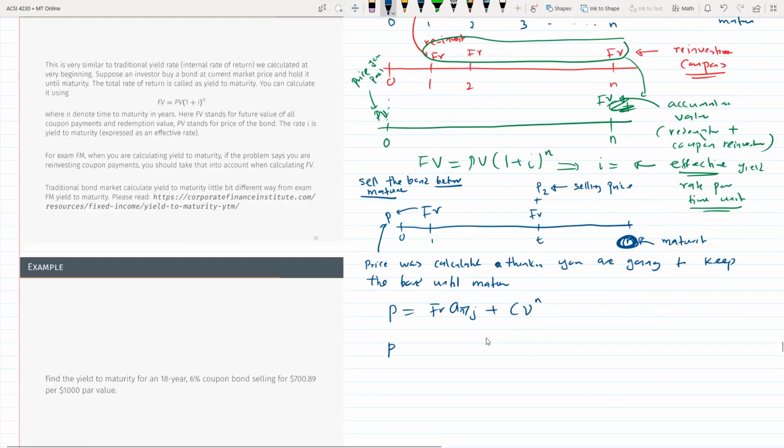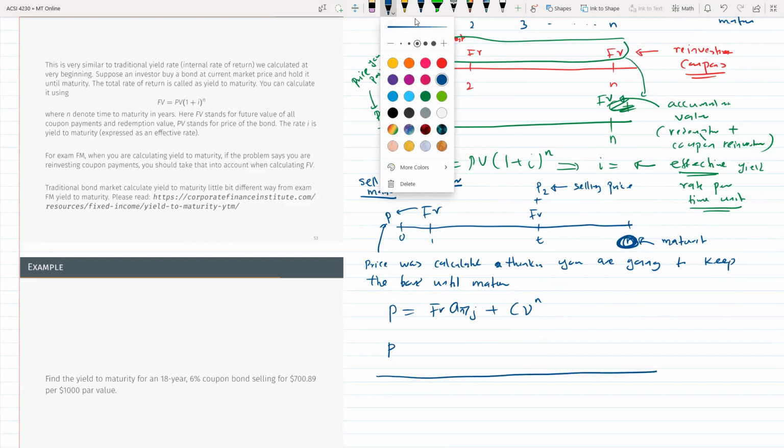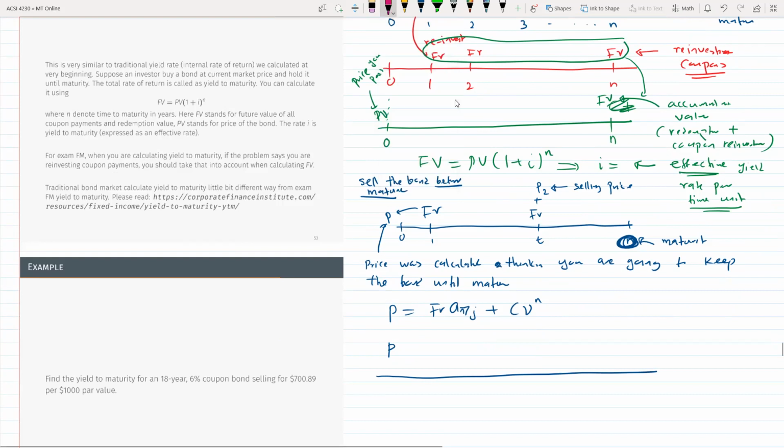Then now you decide to sell at time T. Okay, you decide, I don't want to keep this until time N. I want to sell the bond because the market is really good for bonds. So I'm going to sell it. And then before time N, somewhere at time T, you decide to sell at price P2. So this is the selling price.